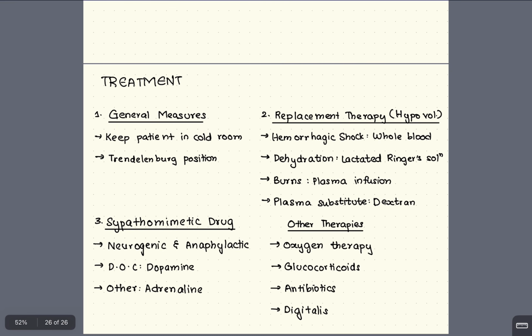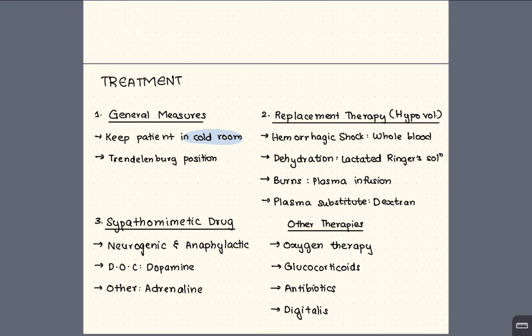So in treatment, the general measures. Here they're saying the patient is kept in a cold room. Why is the patient kept in a cold room? Usually when the patient says they are feeling cold, or you feel the cold extremities of the patient, what is the natural tendency? To cover the patient with a blanket. But that you must not do, especially with hypovolemic shock. You must never cover a patient with a blanket if they come with shock. Why is it? Because when you cover the patient with a blanket, they feel warm, they start sweating, and this causes vasodilation, and there is even more fluid loss. So it just worsens the stage.